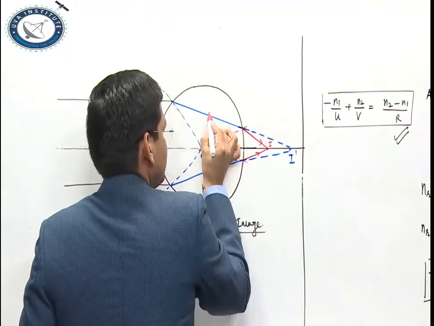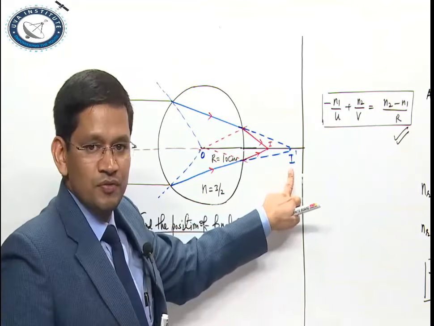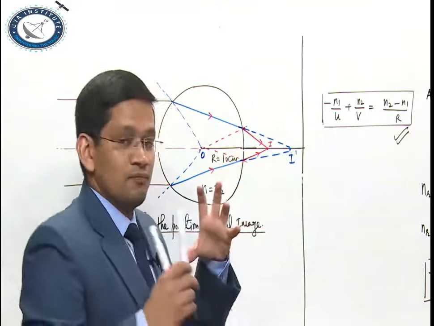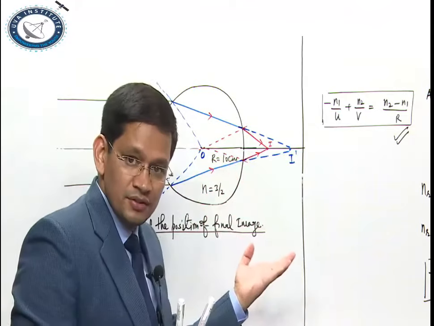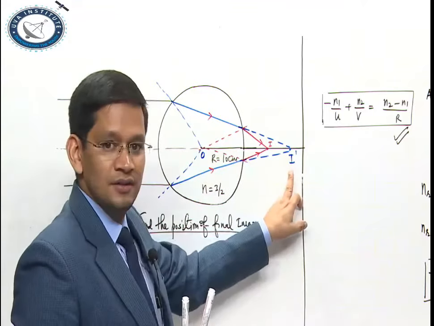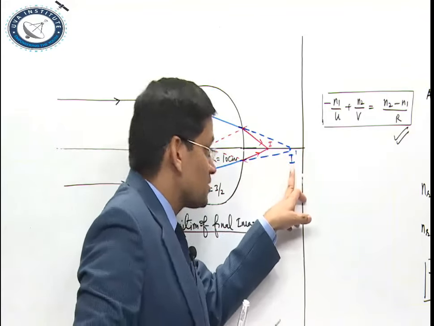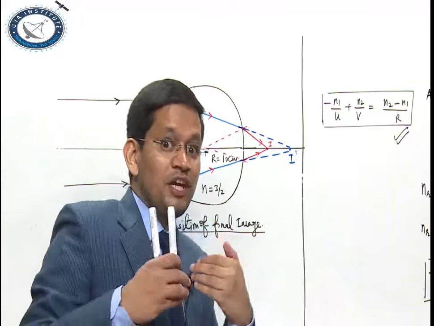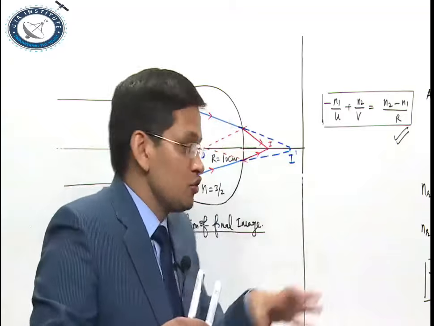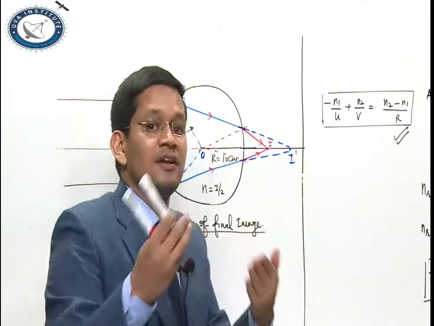Now this is a very interesting fact. What is interesting here is that this I dash is the image formed due to the first refracting surface. This I is the image formed by the second refracting surface. For the first refracting surface, the object was at infinity and the image is here. Where is the object for the second refracting surface? The object for the second refracting surface is this, which is a virtual object, which we cannot see. And this object is in the denser medium itself. It is not outside. That's why I have made it dotted. It is inside the denser medium, not in the rarer medium.